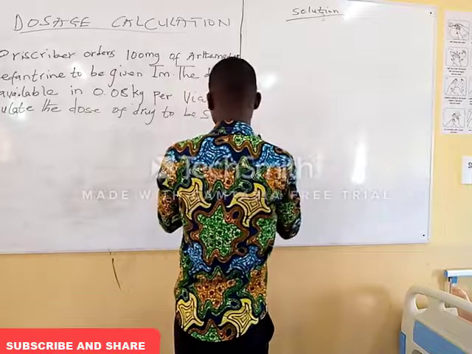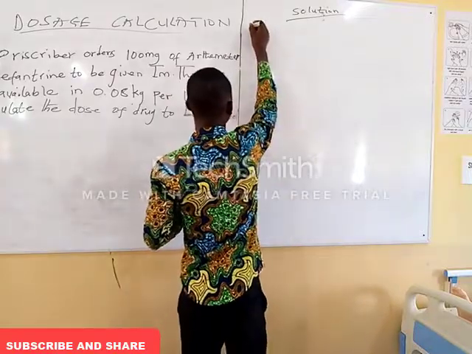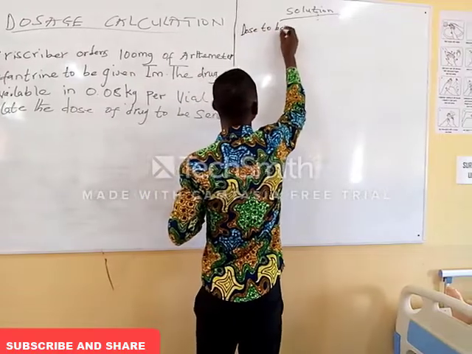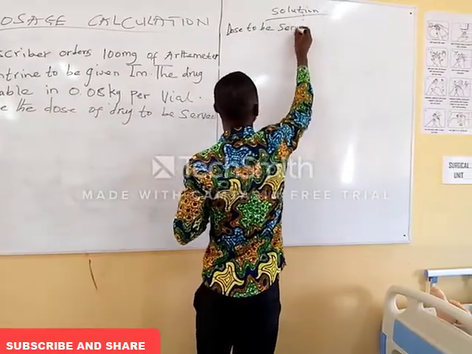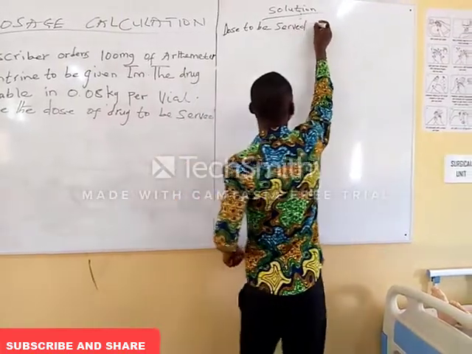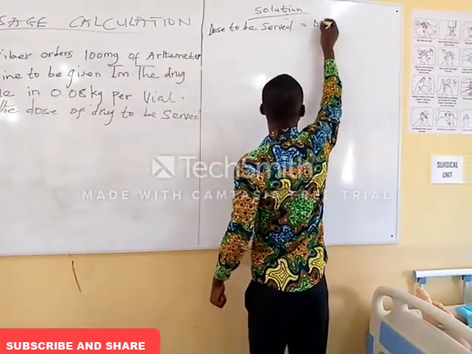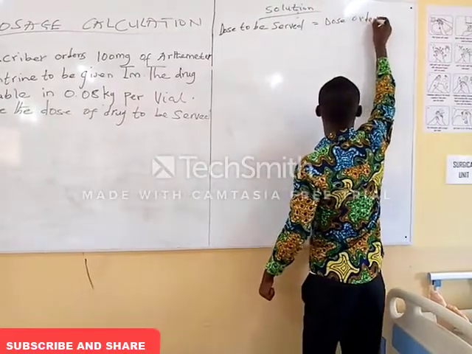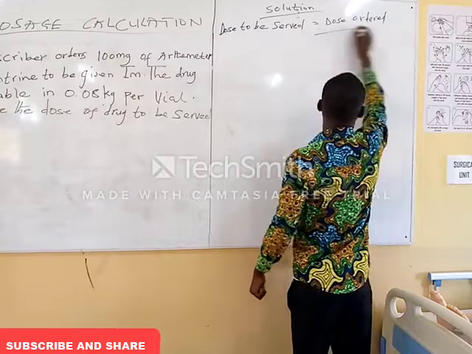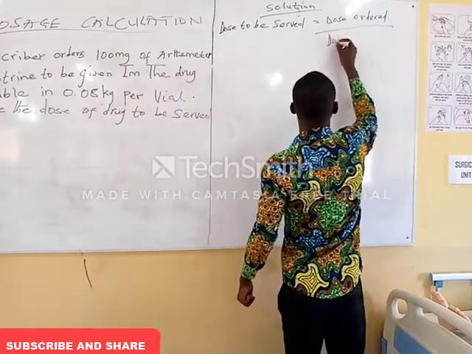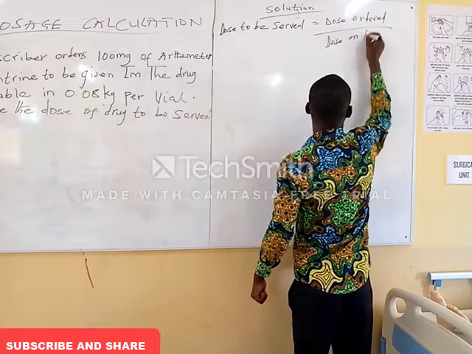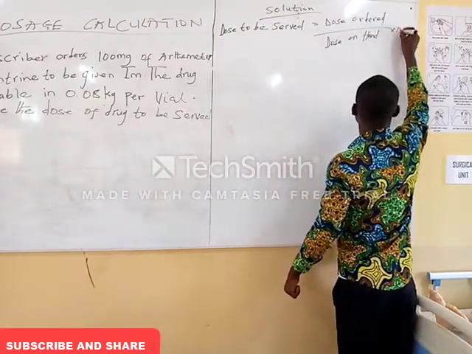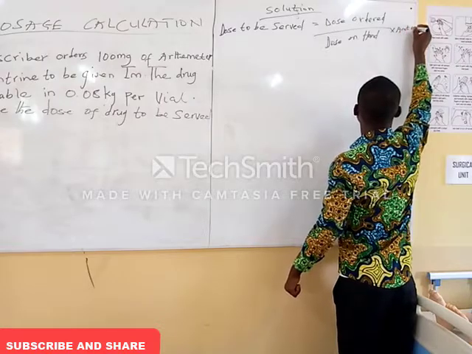Solution. The formula says dose to be served is equal to dose ordered over dose on hand times amount on hand.